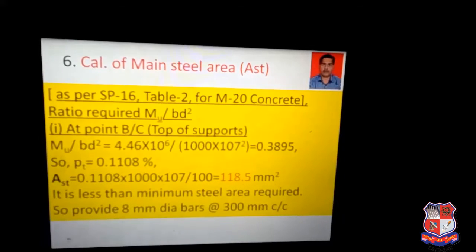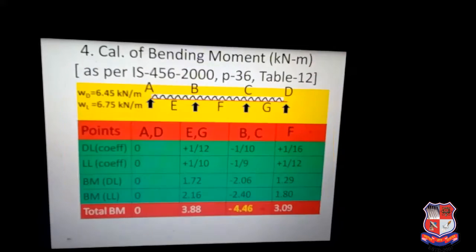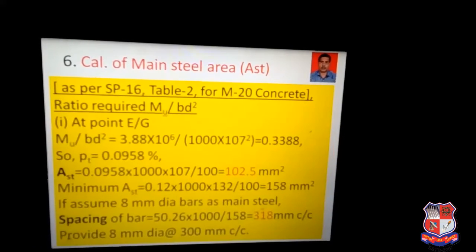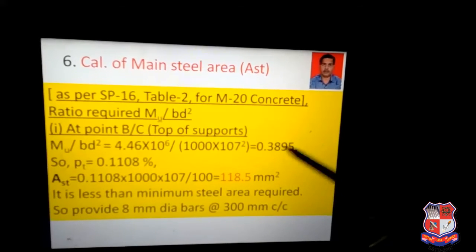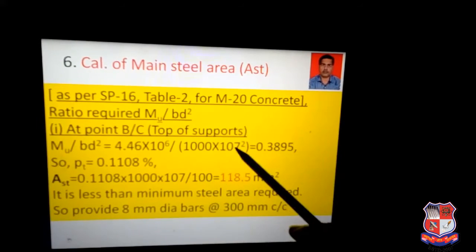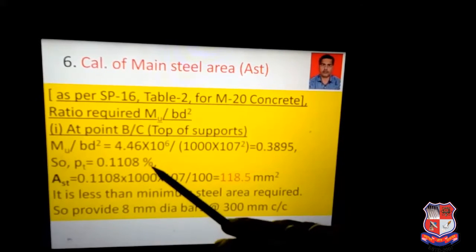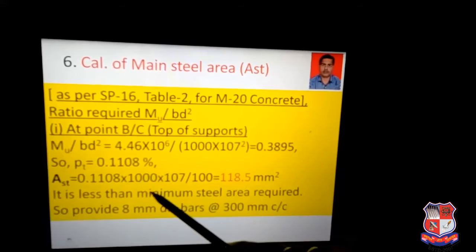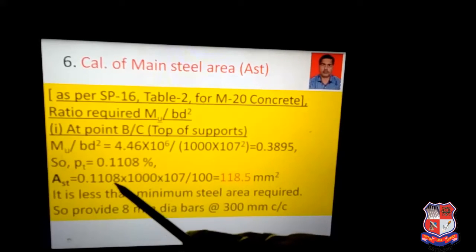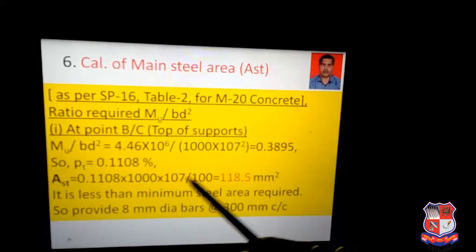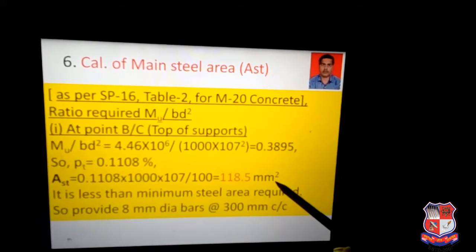Now the third point is the top of supports, that is B and C. So for there the value of moment we already calculated, this is 4.46. So for this moment we have calculated, putting all the values, M u by b d square, this is 0.3895, and corresponding to this ratio the percentage of steel PT comes 0.1108. So corresponding to this percentage the Ast area of steel comes, multiplied by b d by 100, this is 118.5 millimeters square.